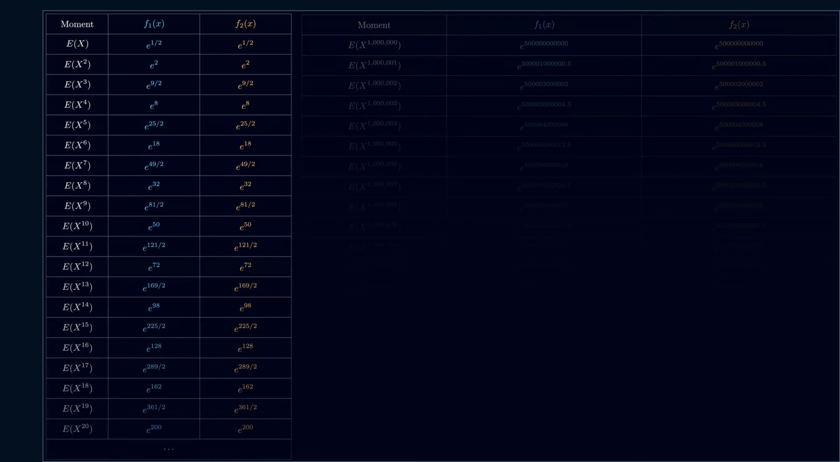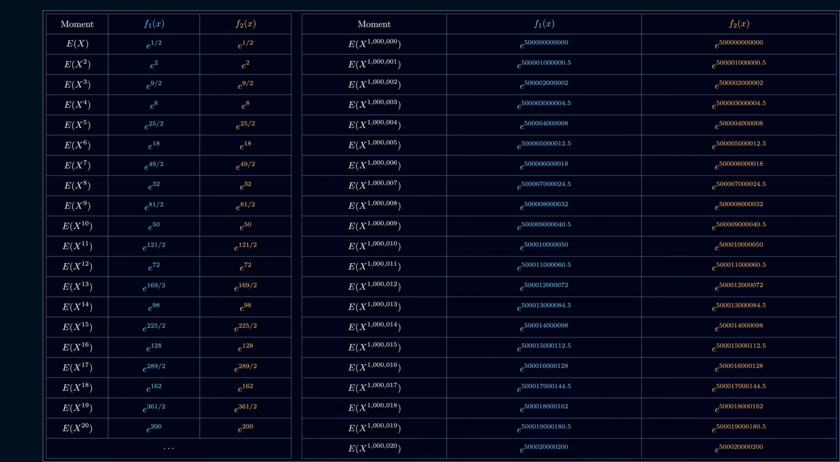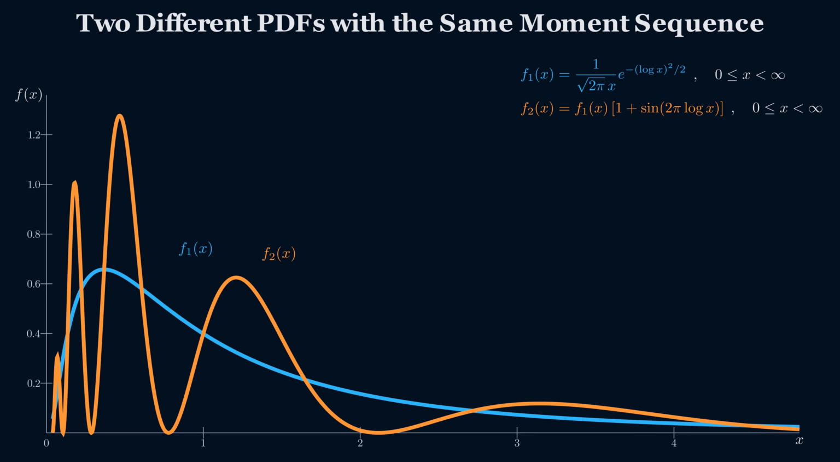The two distributions that you are looking at right now have the exact same infinite sequence of moments. No matter what order moment you looked at, it would be identical between these two distributions. But how can that be? I mean, these distributions are obviously very different in shape, and yet that is not captured by any moment whatsoever.